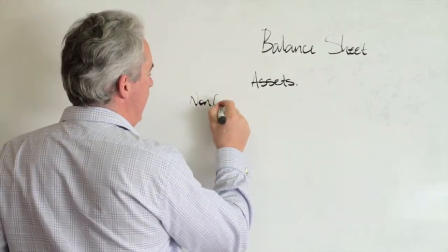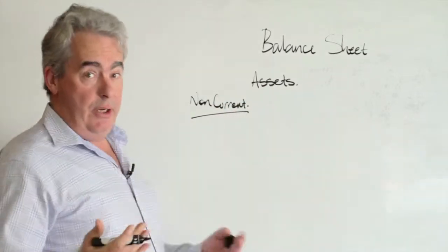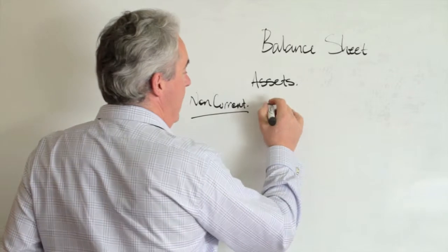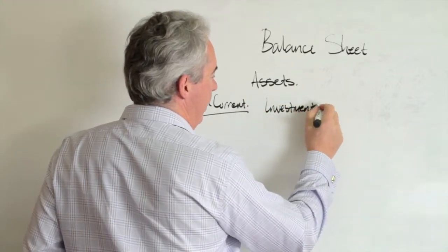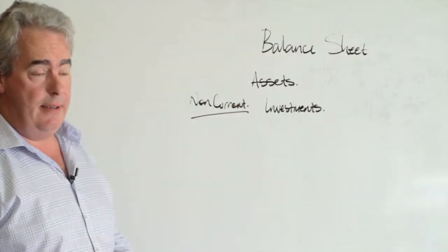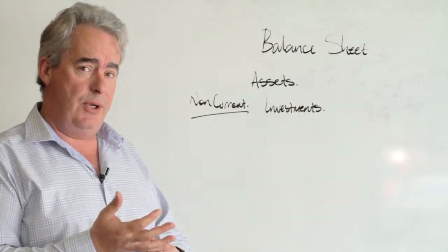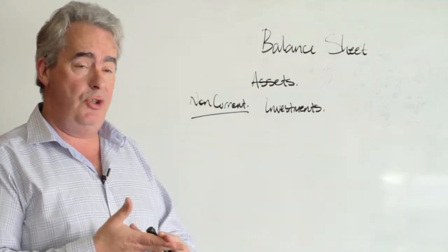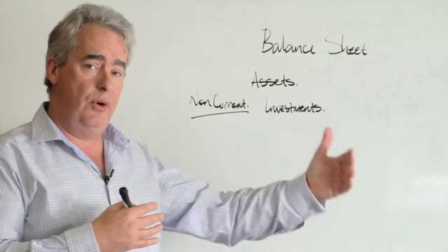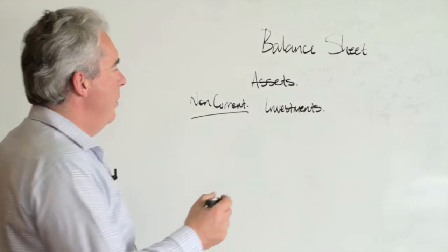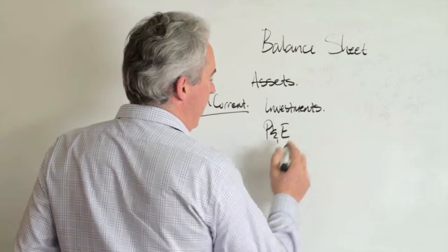With the non-current assets, there will generally be a few things in there. There will be things called investments. Now, hopefully you've got investments, and they can be things like long-term cash deposits. They can be your factories, they can be land, they can be shares in other companies, or any sort of investment that you're going to hold for a longer term. There will also be what we call P&E, or plant and equipment.